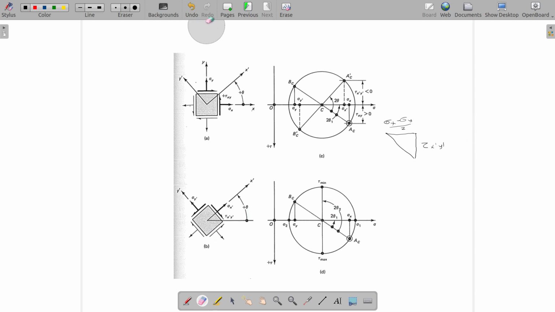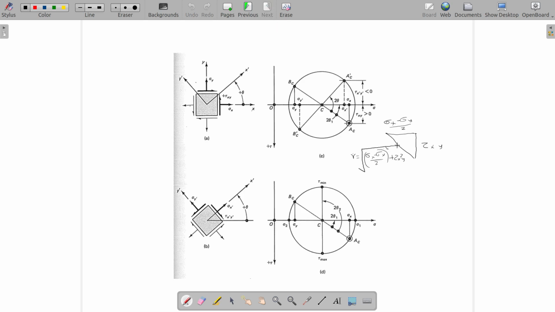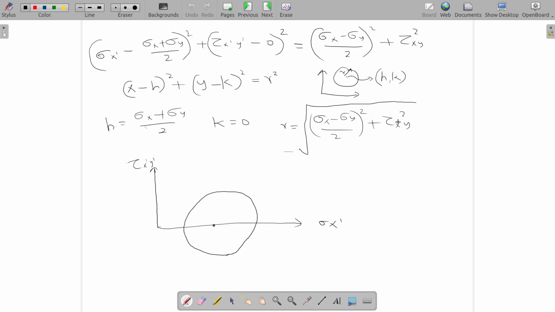So (sigma x minus sigma y) by 2 will be the length of that line. Now this radius is here as our third side of the right triangle. So what will be this length using Pythagoras theorem? That is ((sigma x minus sigma y) by 2) whole square plus tau xy square. Now let's compare it to this term. Same thing. Okay, remove the square root. Same thing: ((sigma x minus sigma y) by 2) whole square plus tau xy square.